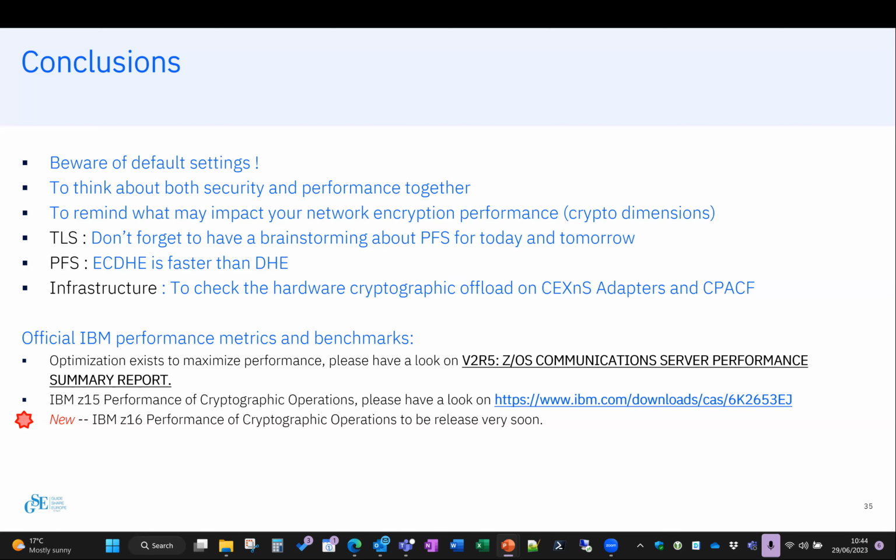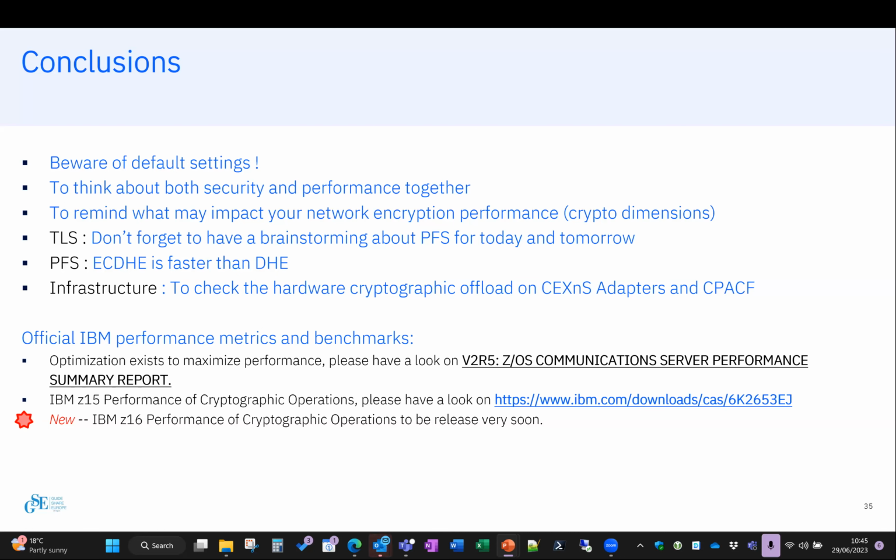TLS, don't forget to have a brainstorming about PFS for today and tomorrow. This is what I said. TLS 1.2 does not mandate the use of ephemeral keys for the key exchange mechanism. But that is not the case for TLS 1.3. So the sooner you jump in, the better it is.